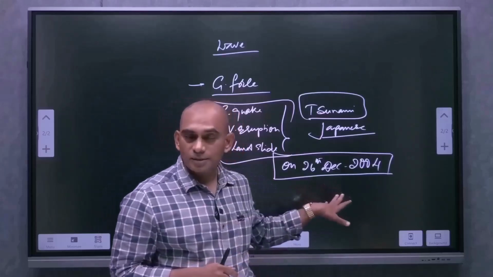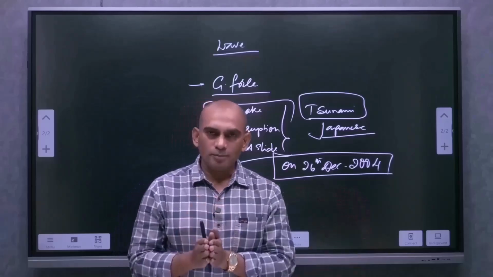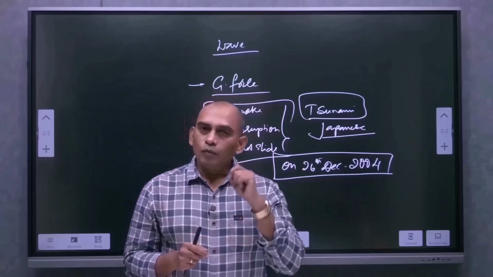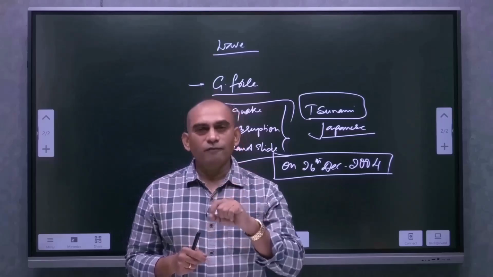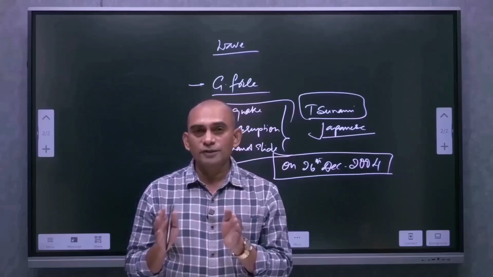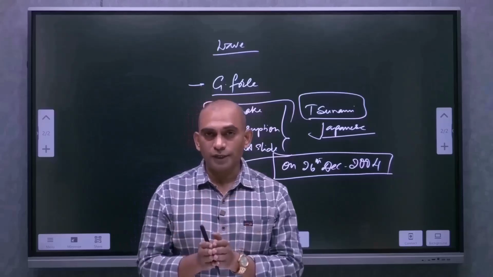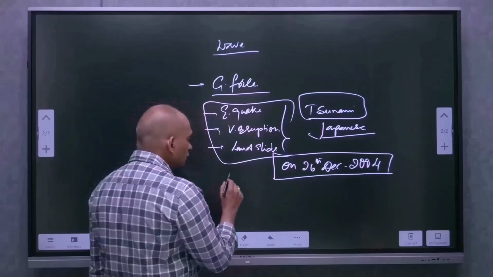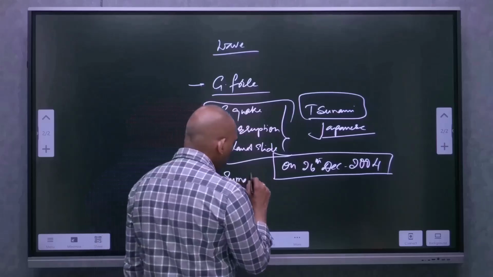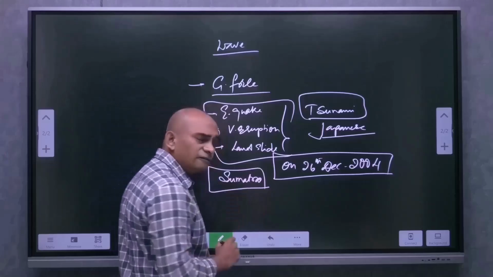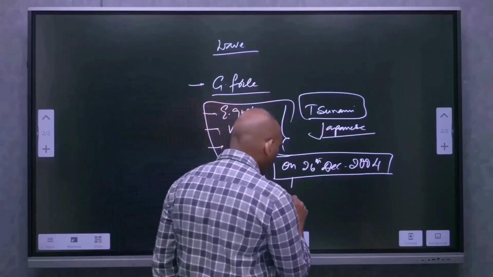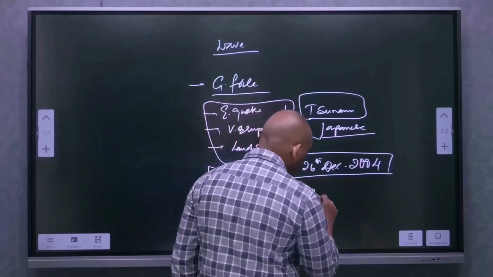On 26th December 2004, there was a tsunami which wreaked havoc in the Indian Ocean. And what was the reason behind the formation of the tsunami? The tsunami was formed because of an earthquake. That earthquake had its epicenter near the western boundary of Sumatra island of Indonesia. The magnitude of the earthquake was 9.0 on the Richter scale.